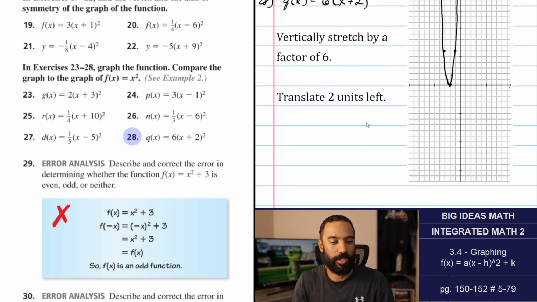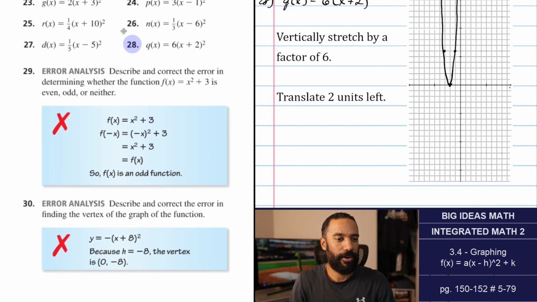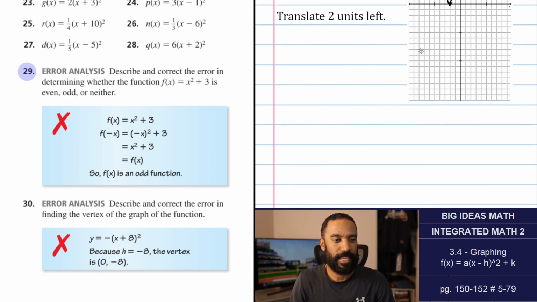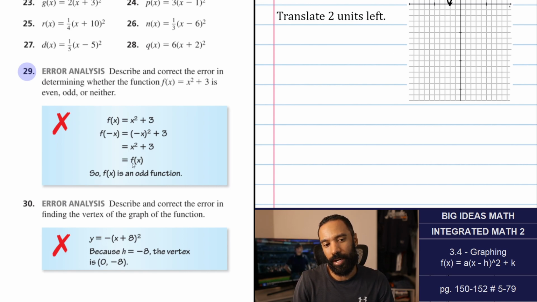All right, those are my descriptions for numbers 23 to 28. Okay, let's go ahead and move forward to error analysis, numbers 29 and 30. Number 29: Describe and correct the error in determining whether the function is even, odd, or neither.